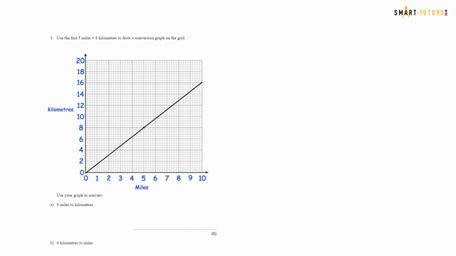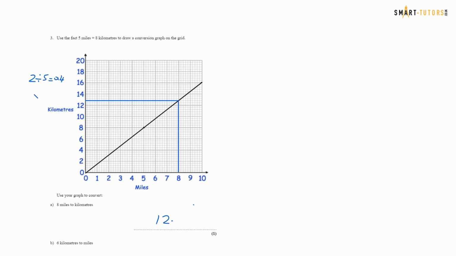Use the graph to convert 8 miles to kilometers. So let's do a perpendicular line from 8 miles. Here it's between 12 and 14. That is 2 units, and divided by 5 small boxes, 2 divided by 5 is 0.4. So 0.4 means 12, 12.4, 12.8.